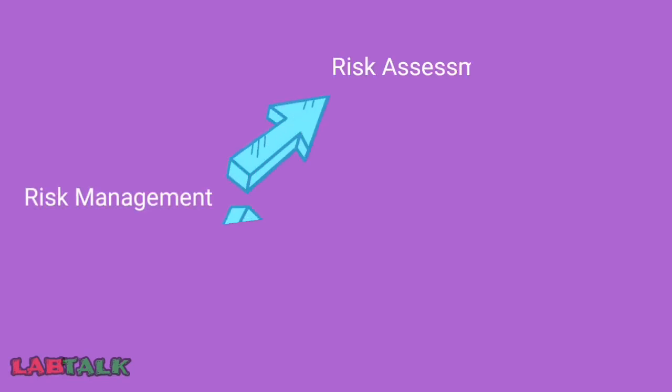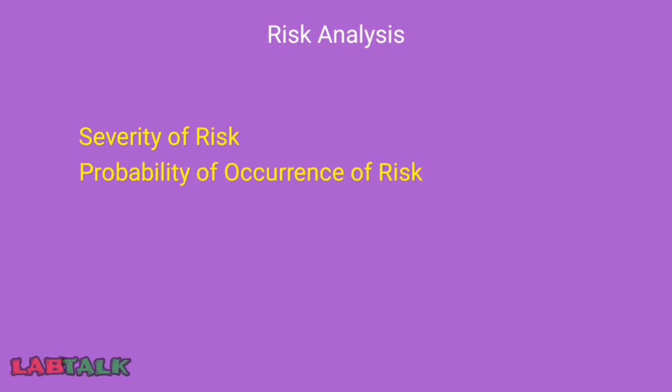The complete process of risk management includes risk assessment and risk analysis. The risk analysis basically starts with the identification of risk or identification of hazards. Once the risk is identified, the next step will be risk analysis. Severity we have to identify. How much is the severity of this risk? How much is the probability of occurrence of this risk? And what are the chances of detecting this risk?